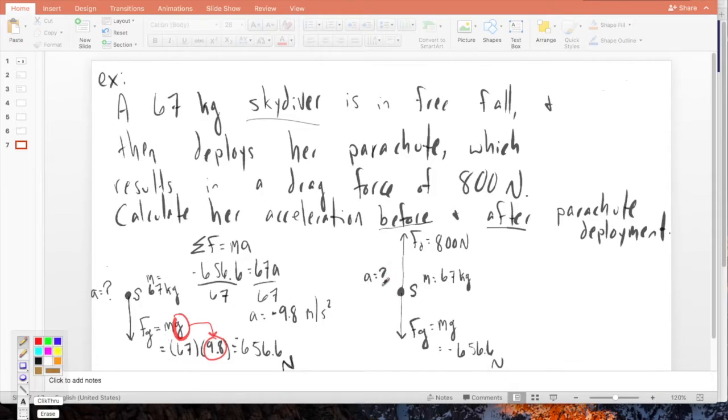What is the acceleration? Is the acceleration going to be 9.8? Again, is she still under only the influence of gravity? No, we have this other force to consider. I've listed everything I know. I listed what I did not know.